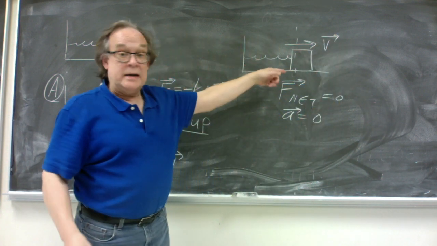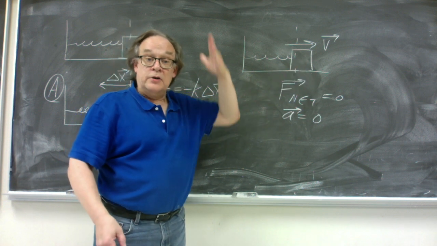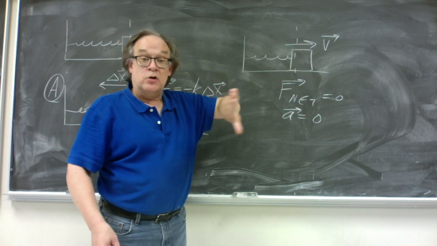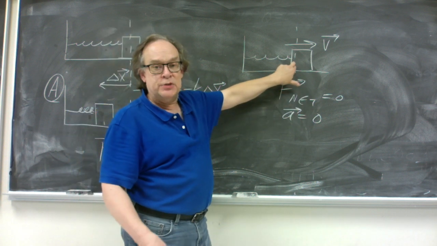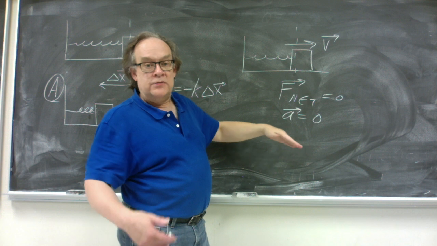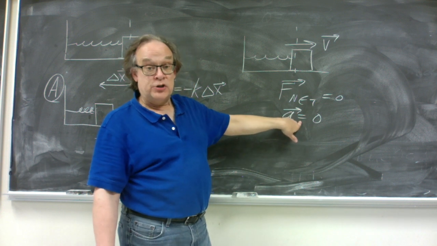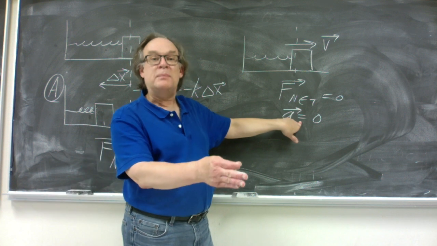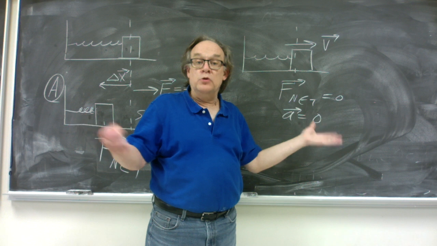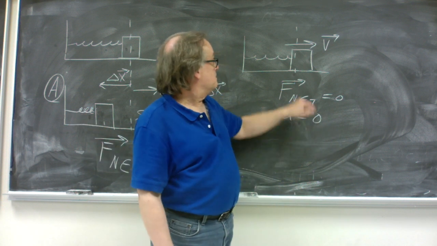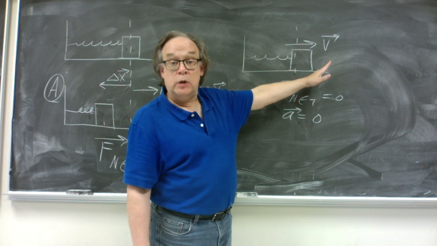The mass has been speeding up ever since I let go of it and allowed it to start moving to the right. So it has speed at this point. If something is moving and it has no acceleration, it'll just keep on moving. That's what we know from Newton's first or second law. So it'll shoot past the equilibrium point.